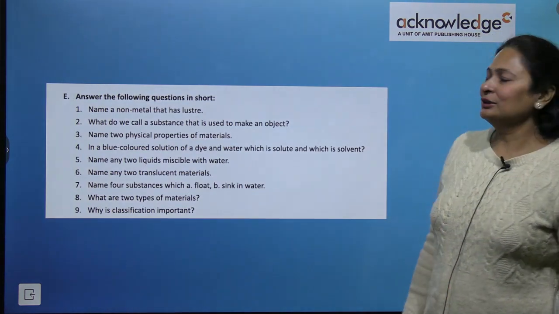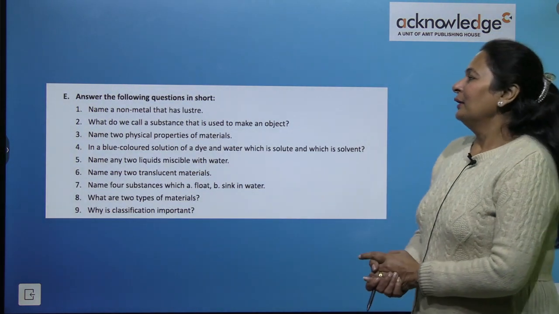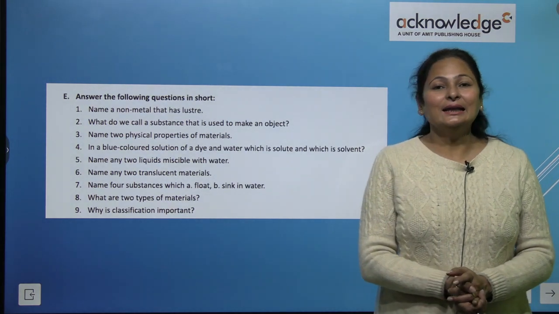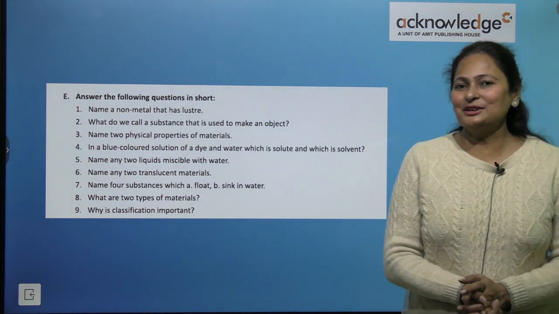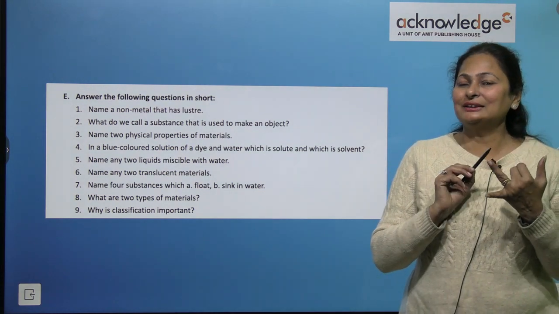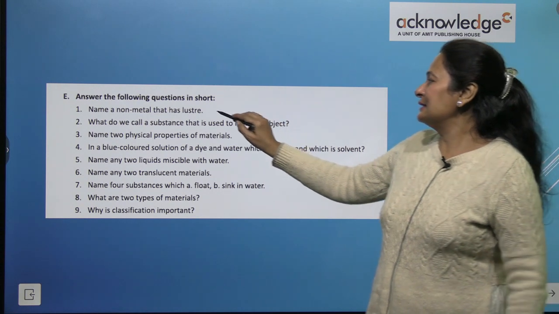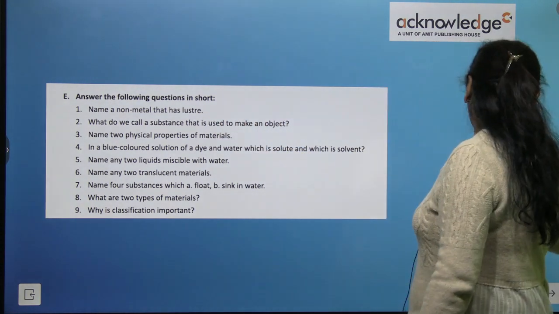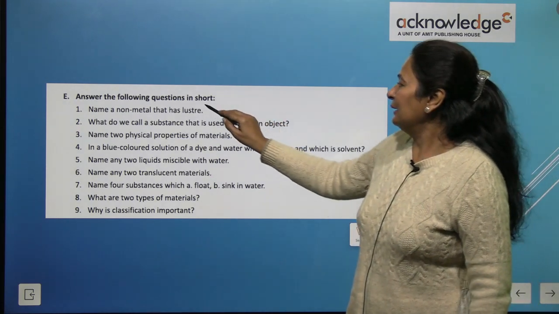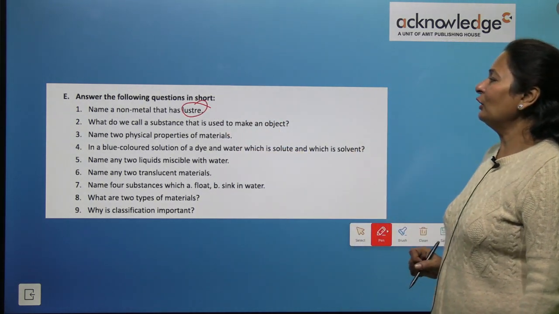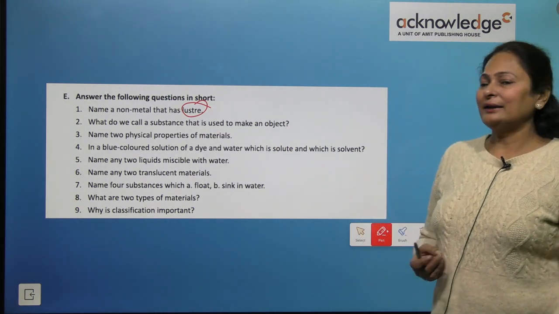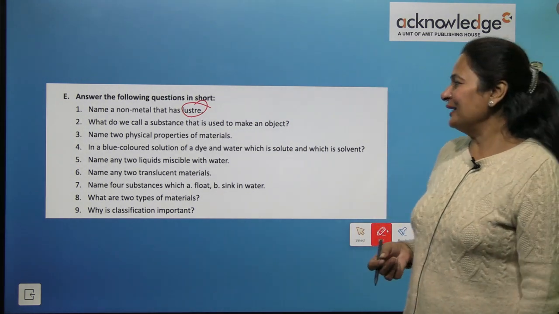So let's do the question answers. Name a non-metal that has luster. Can you tell me the answer of this question? We have studied the non-metal which has luster. The correct answer is diamond. Now, next: what do we call a substance that is used to make an object? It is called material. Very good answers.